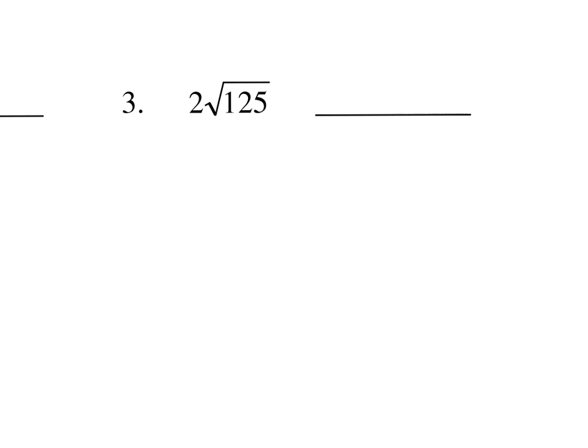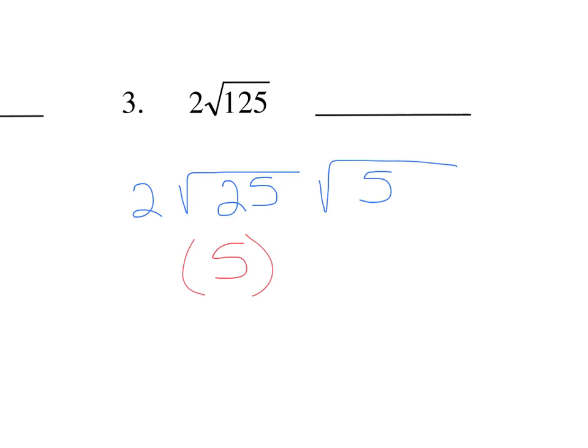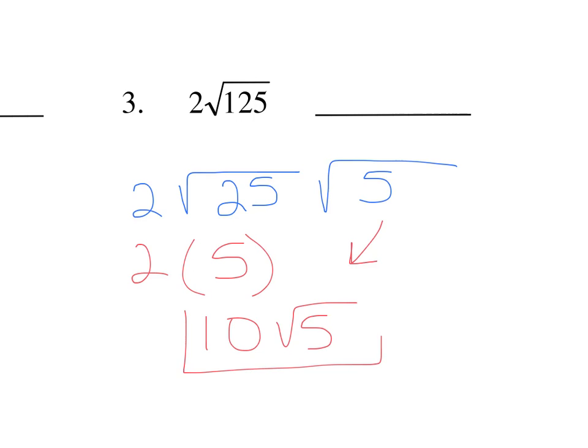For this one, this 2 that's on the outside is going to get multiplied times anything that we can take out of the perfects. The factor of 125 that is a perfect square would be 25. And we multiply 25 times 5 to get 125. The square root of 25 is 5. That needs to get multiplied times this 2 that was out front. And that will give us 10. And then these that were left in the not perfects, they just come down. So we have 10 square root of 5.